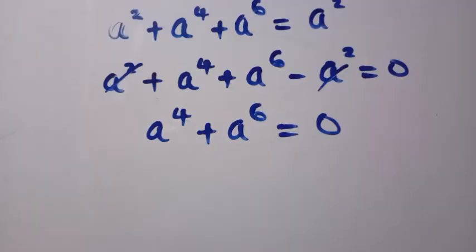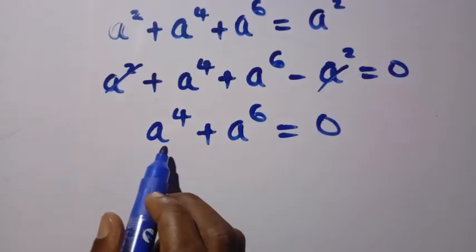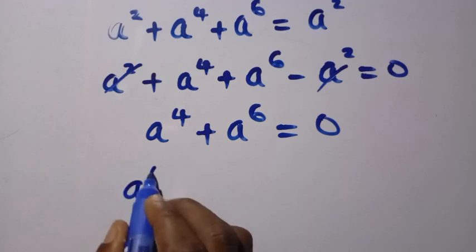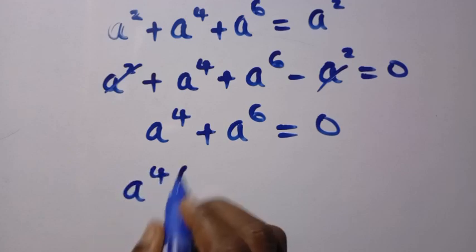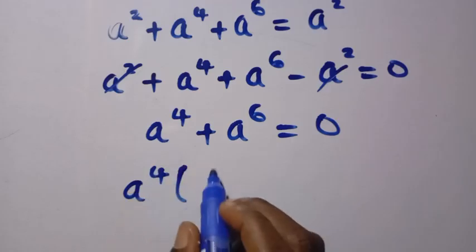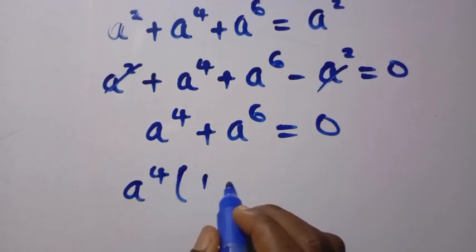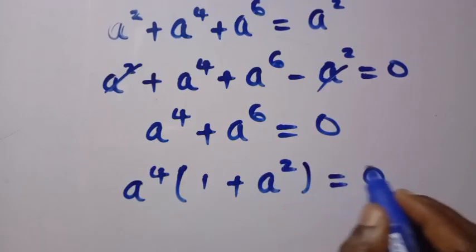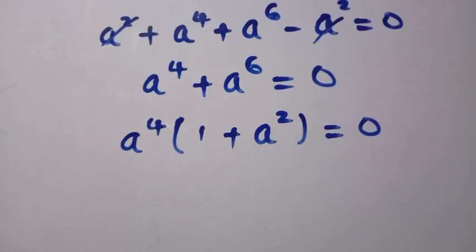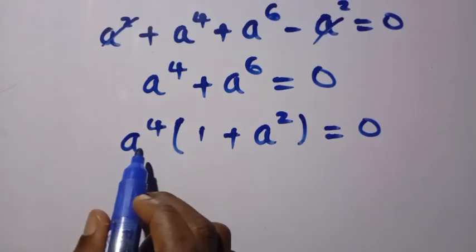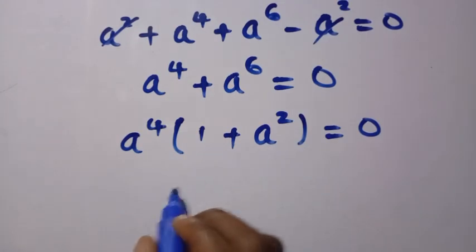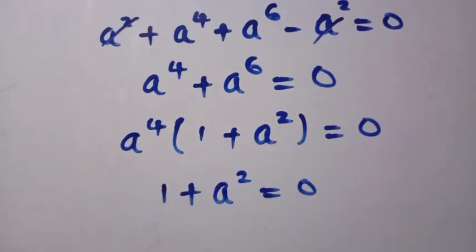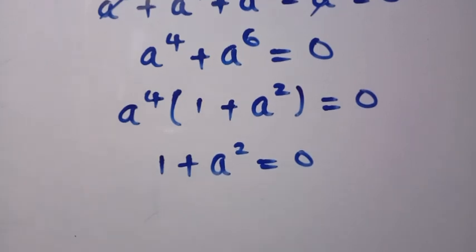So looking at these two, we have a raised to power 4 in common. Suppose I factor out a raised to power 4, we take it out. Then in the bracket, when we divide this one by a raised to power 4, we have 1 plus this one, which reduces to a raised to power 2, and everything equals 0. If a raised to power 4 is not equal to 0, therefore we are going to have 1 plus a raised to power 2 equals 0.